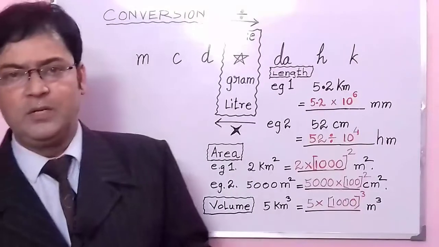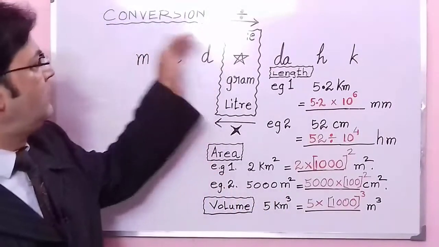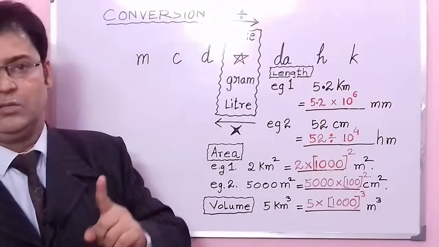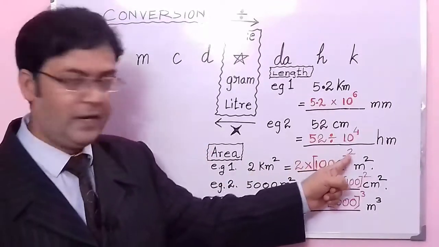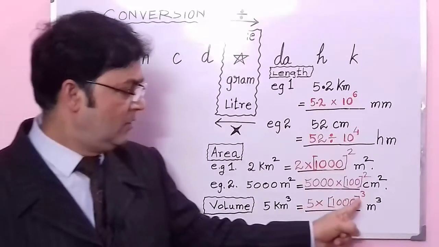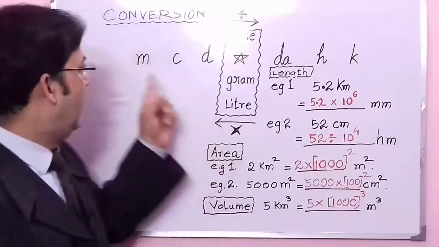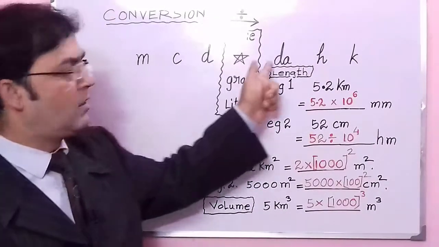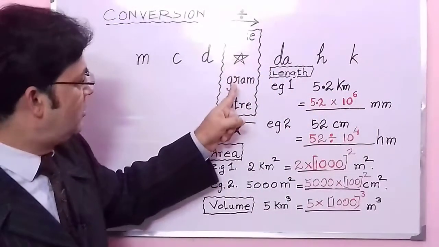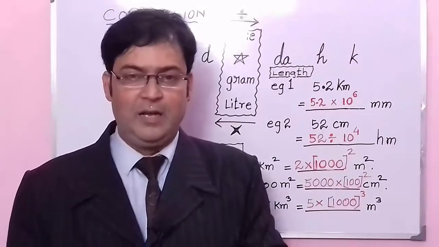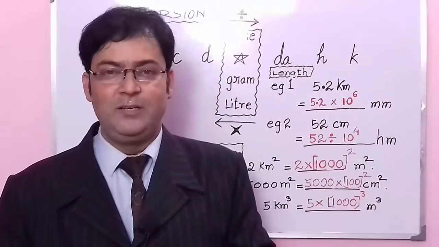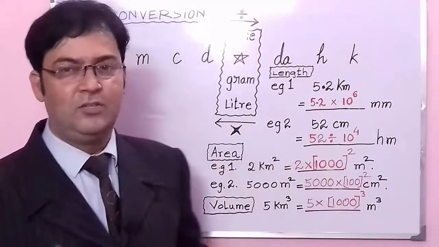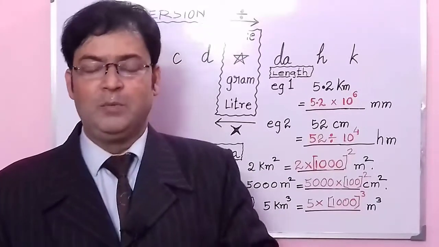Whatever complicated number you are given, you need to remember, if you move in this direction, you divide. If you move in the other direction, you multiply. For area, you need to square, 2 times. For volume, cube, or 3 times. And remember this tune, MCD star duck. Star signifies meter, gram, liter, and so on. It's very easy. Just try a few of your own. Take any examples and try this. Keep this in mind. More in my next lesson.